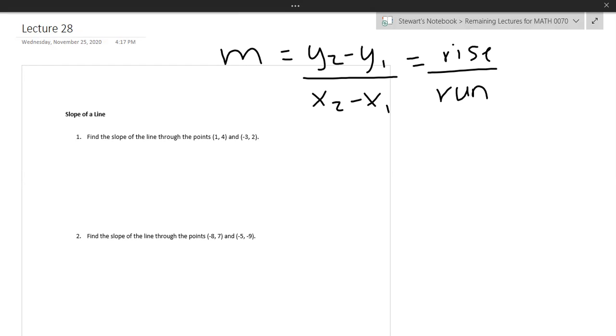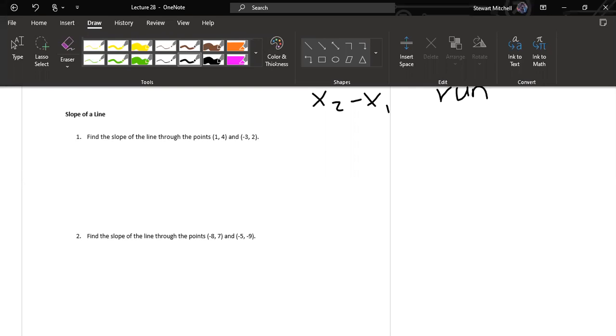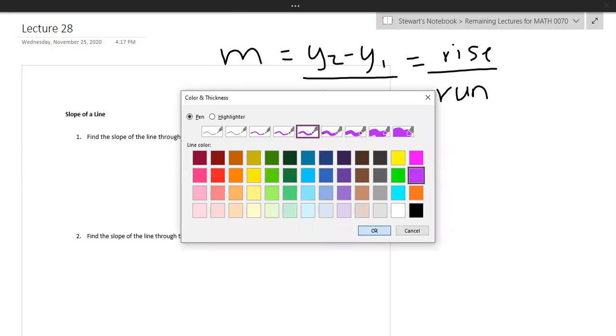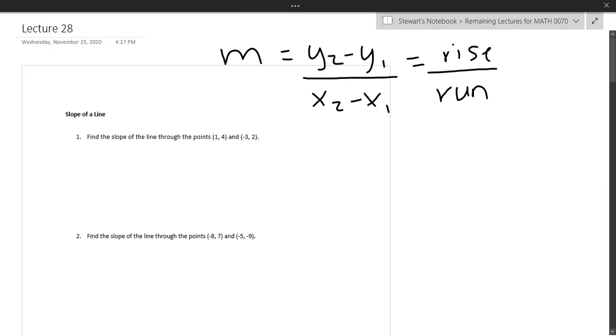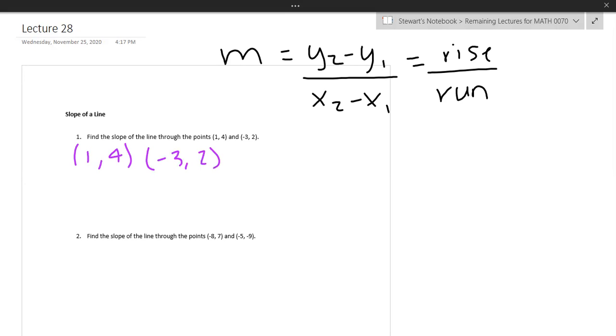So if we're trying to find the slope of the line through these 2 points, (1, 4) and (-3, 2), this would be our x1, this would be y1, that's 1 point. This would be x2, this would be y2, that's another point.